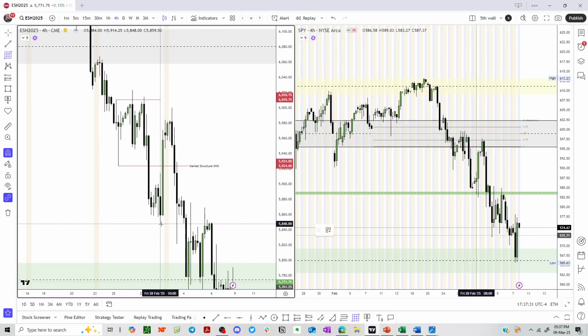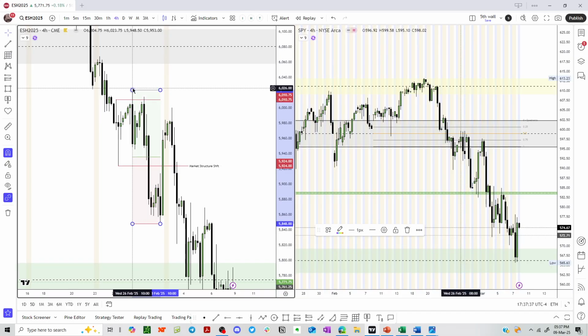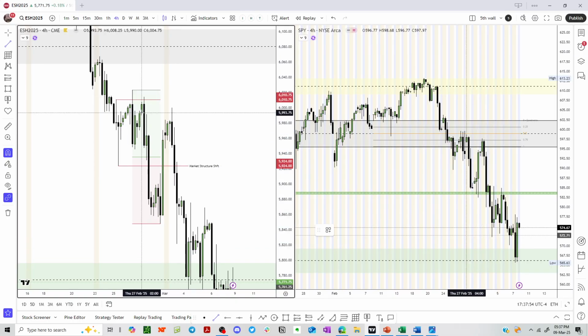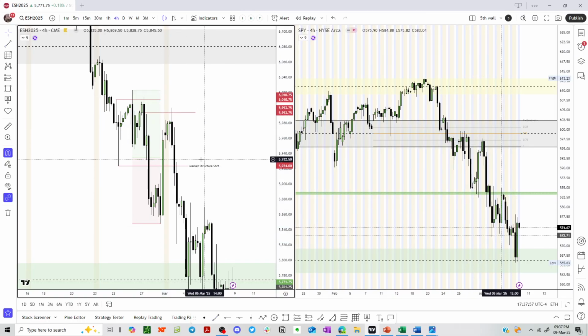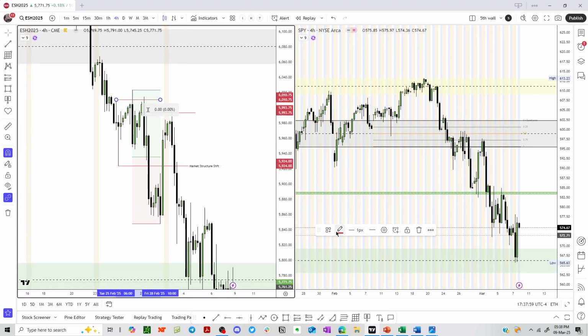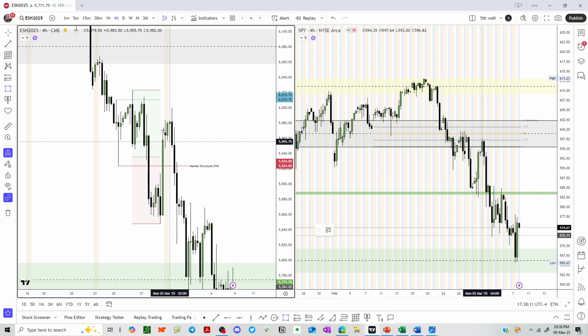Let's just use this. About 50% of the range into an imbalance. So this is above 50%. Where is the PD array? You could use these order blocks, or you could use an inverted fair value gap. And that's what I would prefer. So that's what I'm going to use.